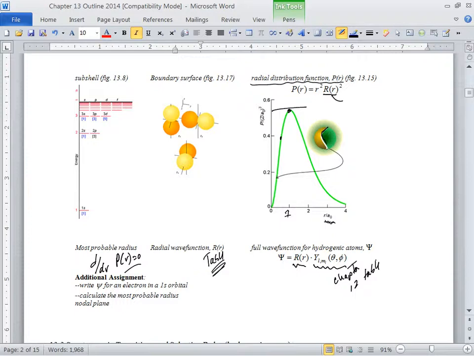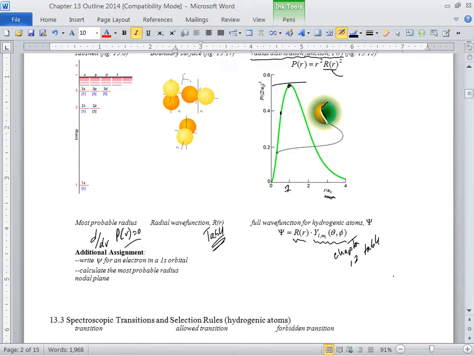Hey, how do you find nodes? This is a good one. There's homework questions on this. Total nodes equal. How do you find the location of nodes? Oh, the probability density is 0.